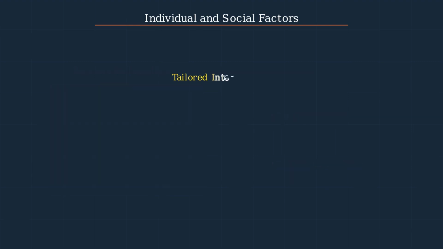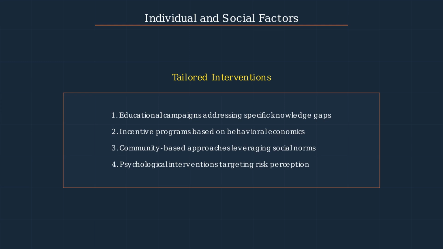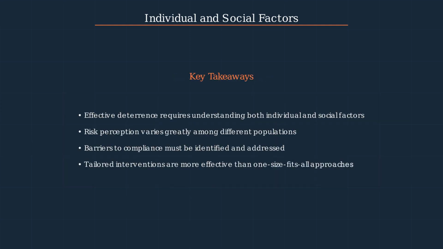To be effective, deterrence efforts must use tailored interventions that address specific barriers to compliance. In summary, effective deterrence strategies must consider both individual factors like self-efficacy and risk perception, and social factors like norms and cultural context. By addressing specific barriers with tailored interventions, public health officials can significantly improve compliance.